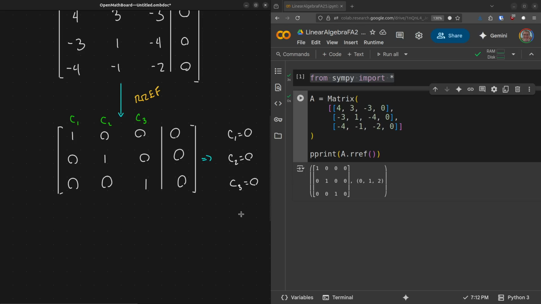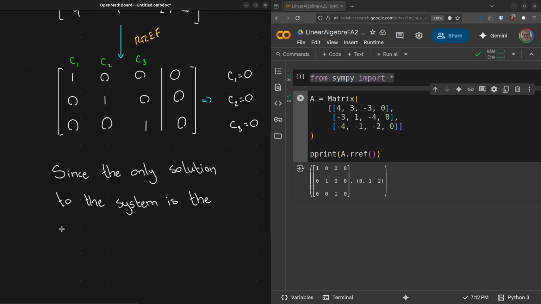I need all three of those coefficients to be 0. Since the only solution to the system is the trivial solution, the vectors are linearly independent.